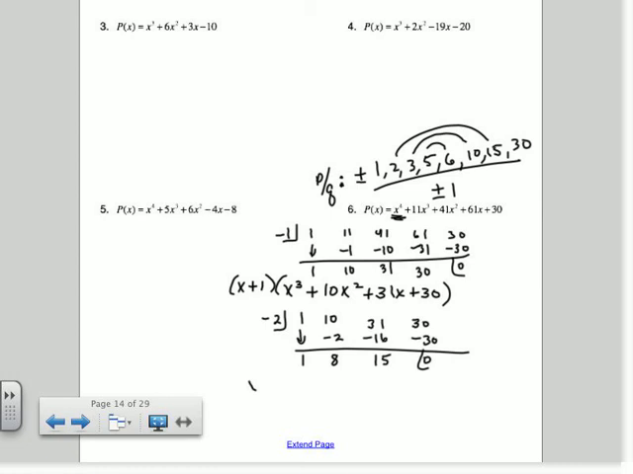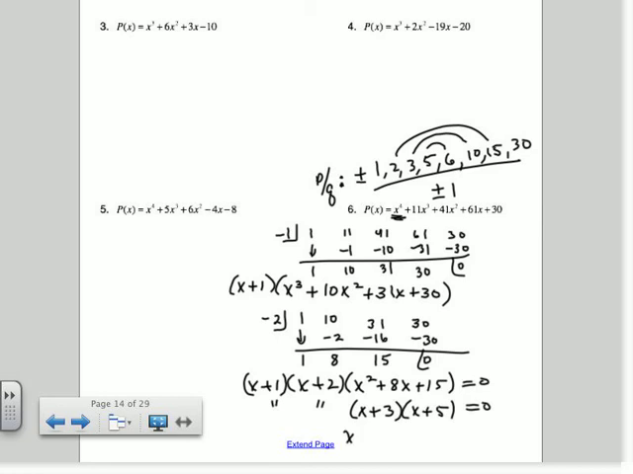So I now have x plus 1 still, x plus 2, x squared plus 8x plus 15, and from there I can see that it factors into x plus 3 and x plus 5. So we're finding when it's equal to 0. So it's equal to 0 at -1, -2, -3, and -5. So those are your 4 solutions, and that's it.